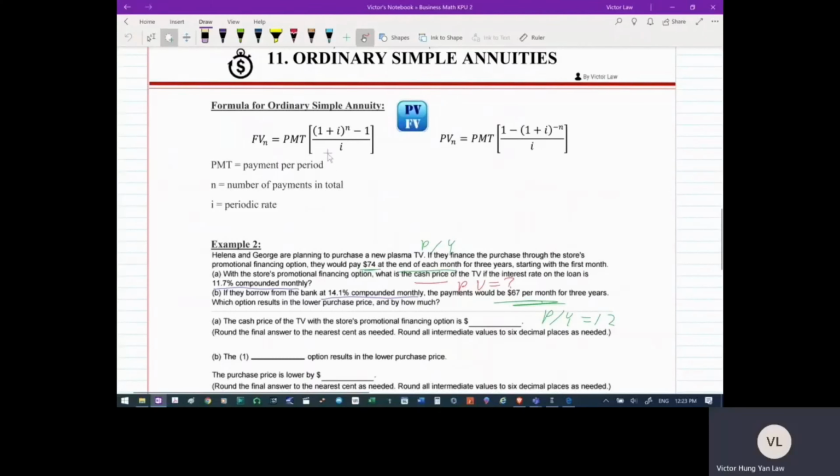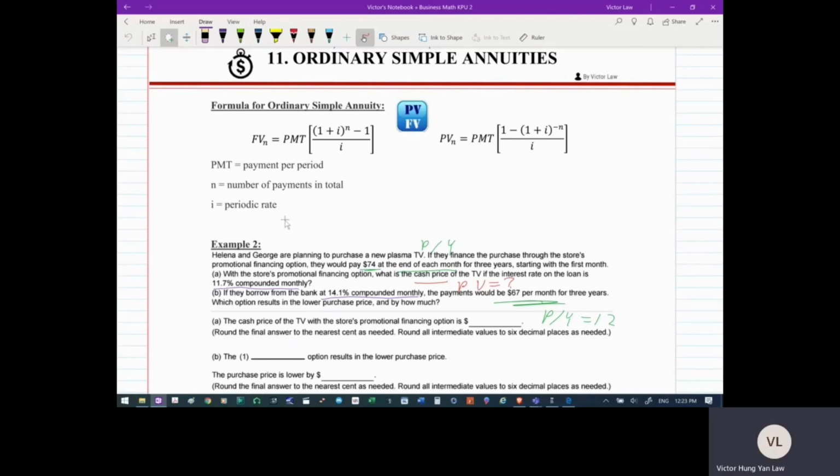So here are the algebraic formulas for ordinary simple annuity. If you want to find the future value and the present value using the algebraic formula, these are the formulas. We have the PMT, that's your payment per period. N is the number of payments. And then I is your periodic interest rate. So I is not the nominal interest rate. I is your periodic interest rate.